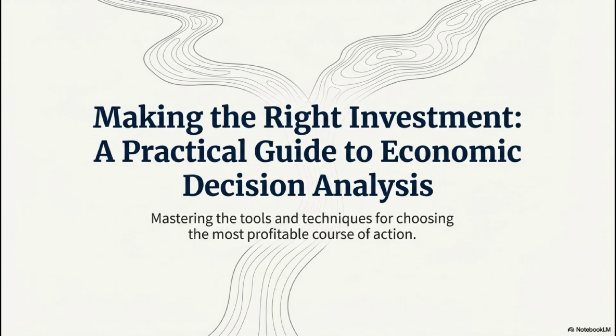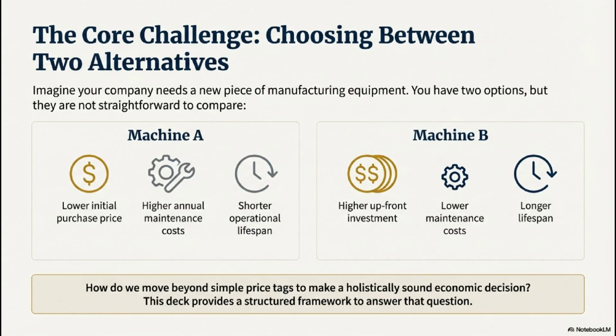Today we're diving into a critical skill for any cost professional, economic decision analysis. This is how you move beyond the price tag to make holistically sound investment choices. Let's say your company needs a new machine. Option A has a lower price but higher annual costs. Option B costs more upfront but is cheaper to run. Which one is truly better for the bottom line? That's what we're unlocking today.